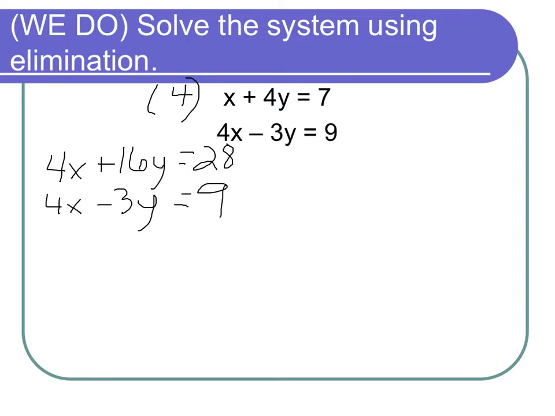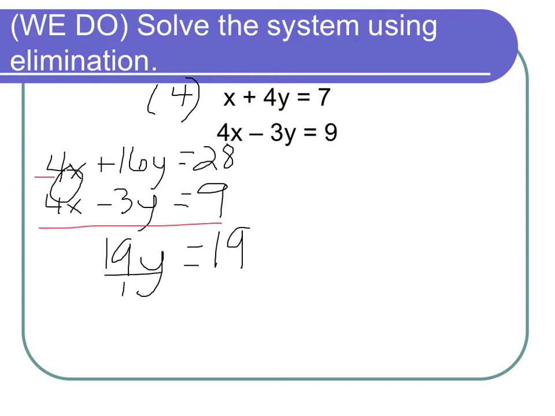Now I have to think about how I am going to eliminate the 4x's. If I add them together, I'll get 8x, but if I subtract them, I'll get 0. So I'm going to subtract. So 4x minus 4x becomes 0. 16 minus negative 3, that means I need to add them, 19y, and 28 minus 9 is 19. If I divide both sides by 19, y is going to be equal to 1.